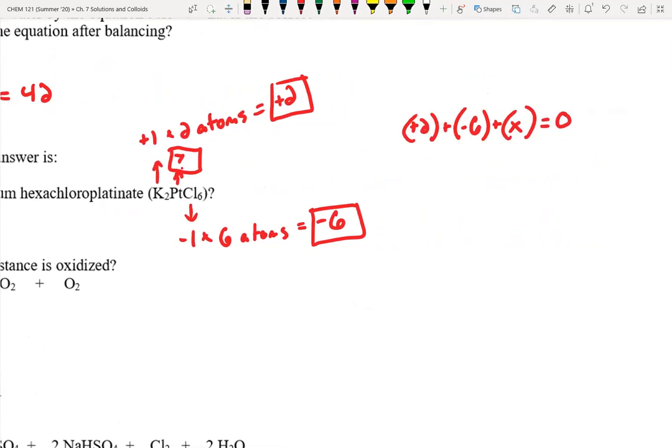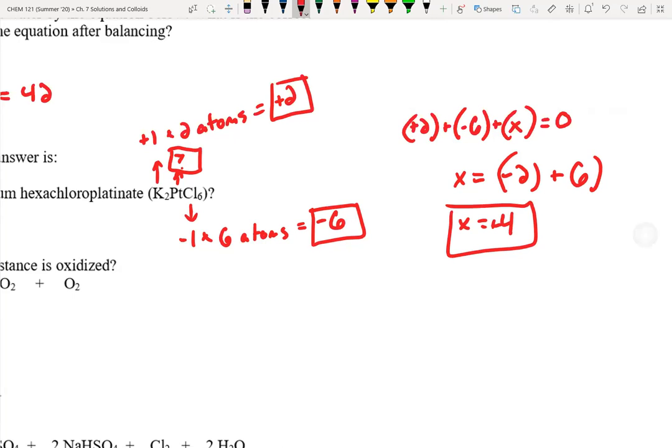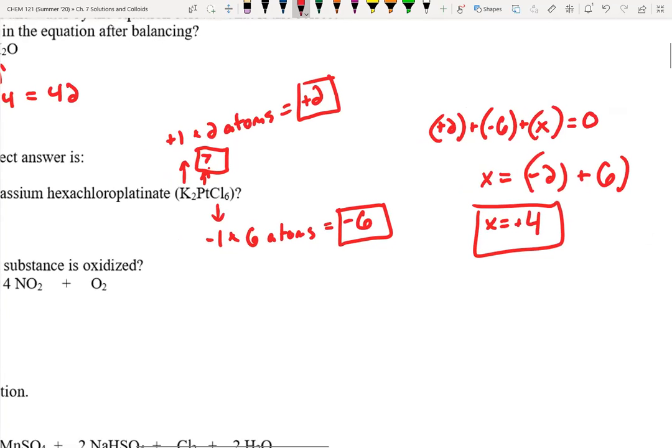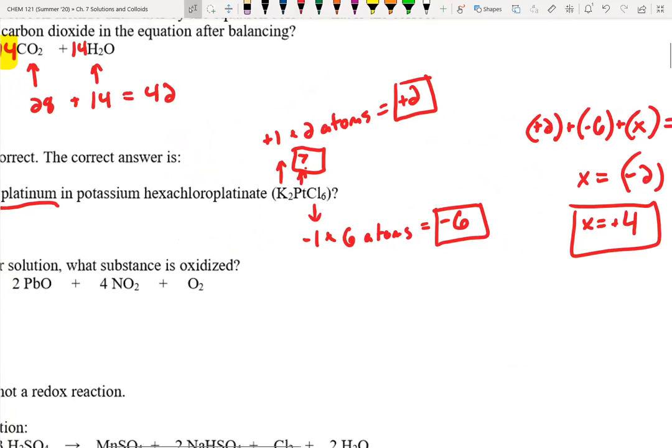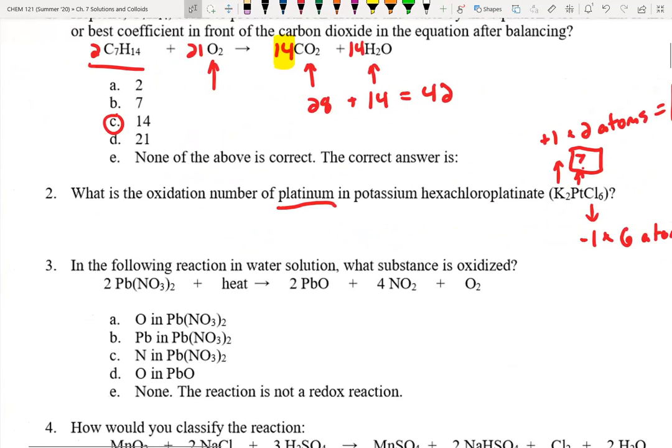So now we can solve for x, and we can say x in this case must be the same thing as -2 plus 6. If we add this all together, this would be the same thing as a +4, right? So this is telling us that the oxidation number of platinum, in order for everything to add up to be 0, must be +4. So let's go ahead and just write that down.